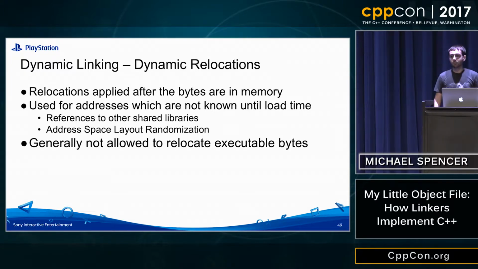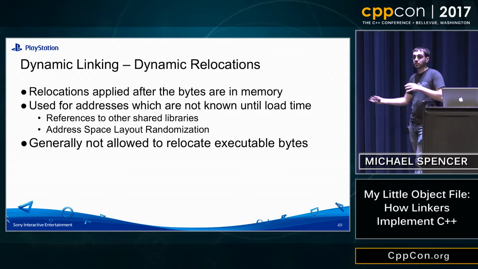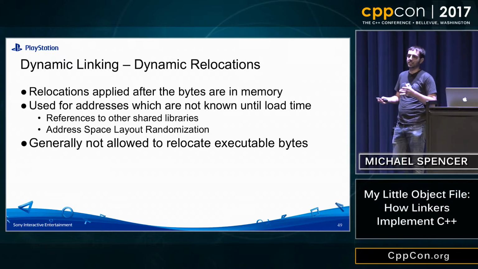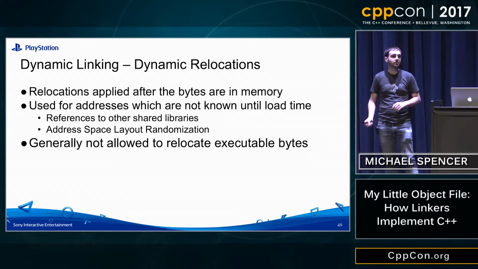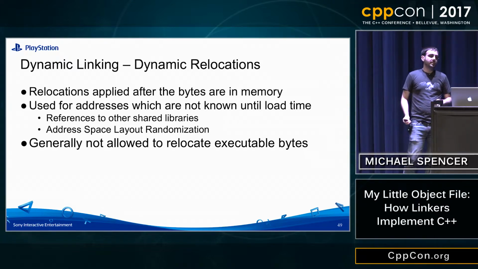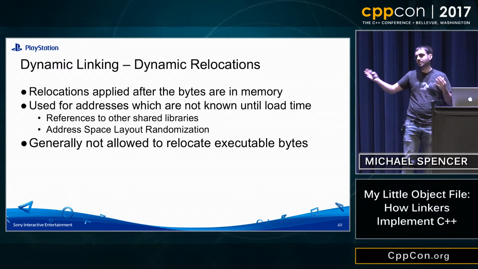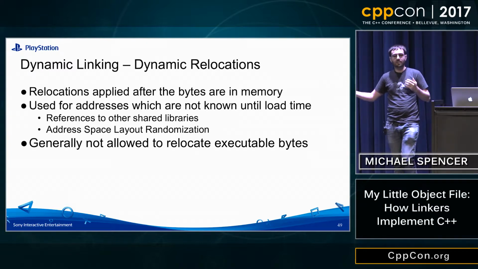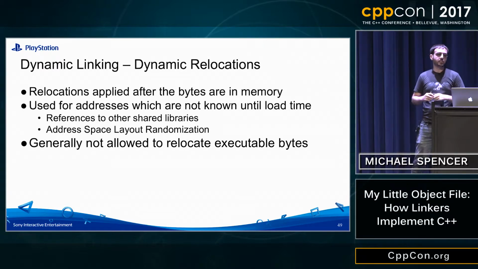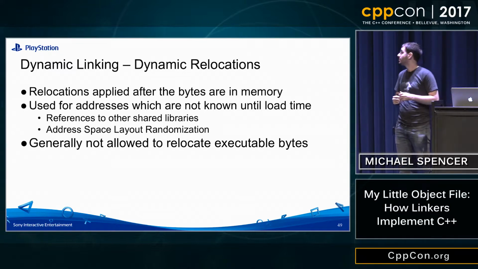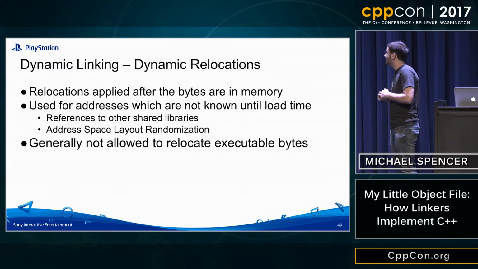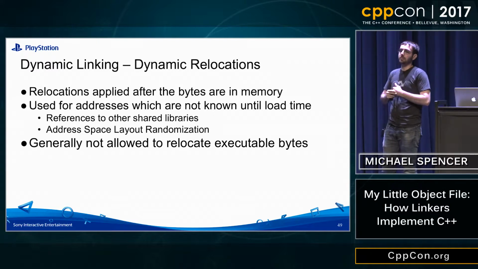You've then got to do some dynamic relocations. You might have address-space layout randomization, or you're loading a shared object, and so you don't know where it could be because you don't know how many other shared objects there are. So for everything that can be a cross-module reference, you need to have these relocations. They're applied after everything's loaded, and generally you're not allowed to relocate executable bytes.